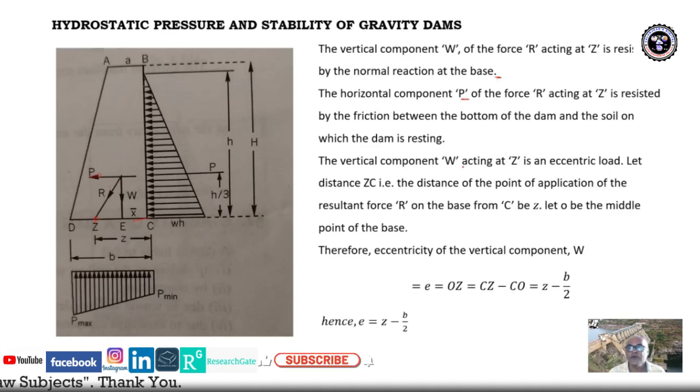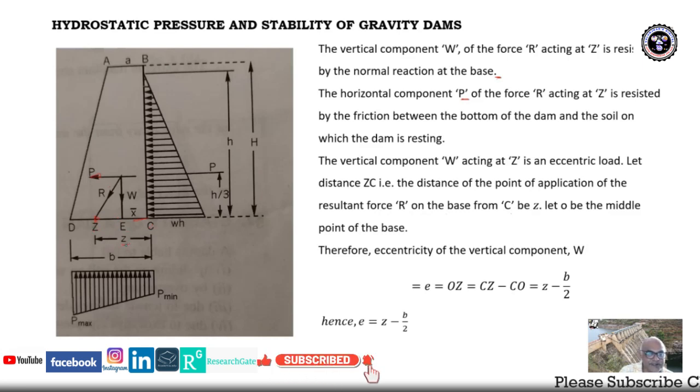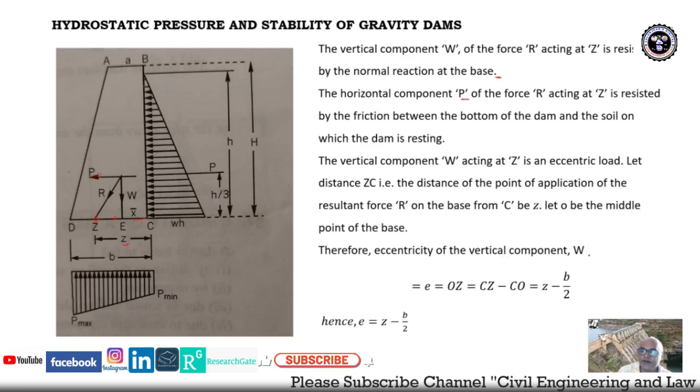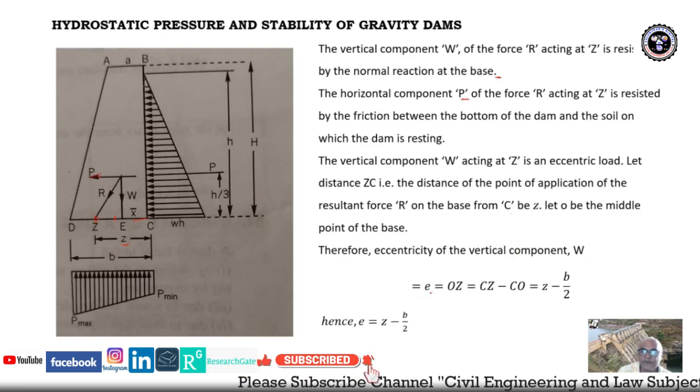Okay. So let the distance of the point of application of the resultant force R on the base from C be denoted by letter z. Cz is equal to small z, as given here. Let O be the middle point of the base, that is b by 2. Therefore the eccentricity of the vertical component W is e, equal to OZ.